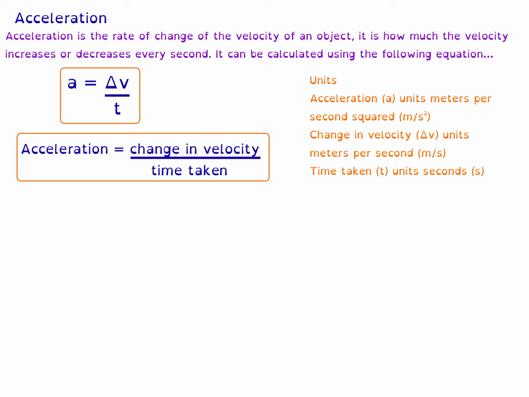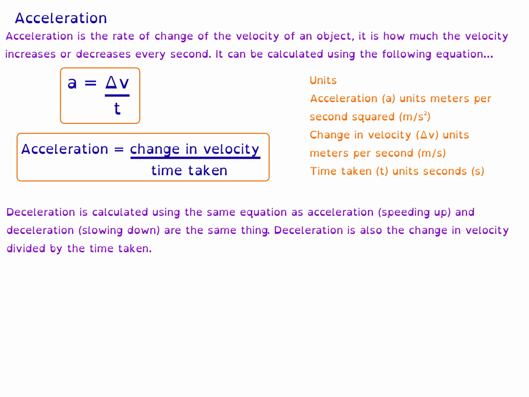Units: acceleration, a, is in meters per second squared. Change in velocity, delta v, the units are meters per second. Time taken, t, the units are seconds. Deceleration is calculated using the same equation as acceleration; speeding up and slowing down are treated the same way. Deceleration is also the change in velocity divided by the time taken.